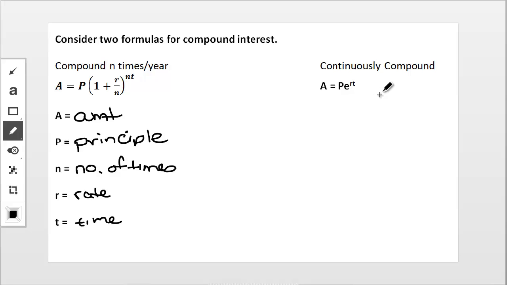The second compound interest formula is one for continuously compounding interest. And again, A stands for the amount, P stands for the principal, e is our number we just introduced a moment ago, r is the rate once again, and t is the amount of time.